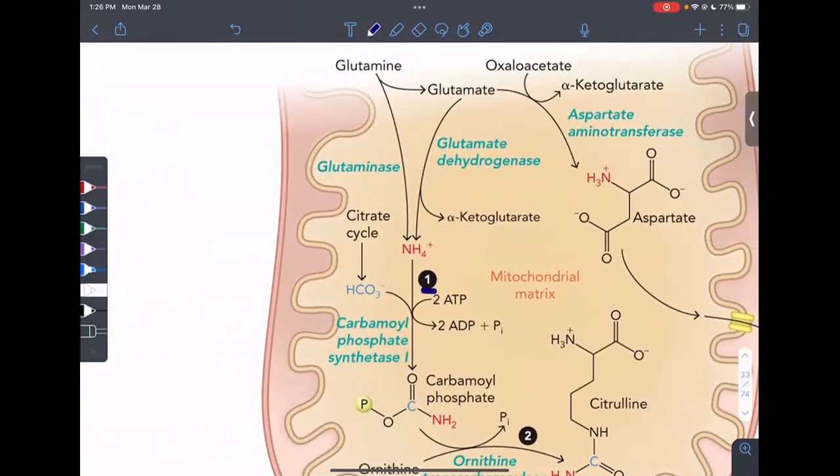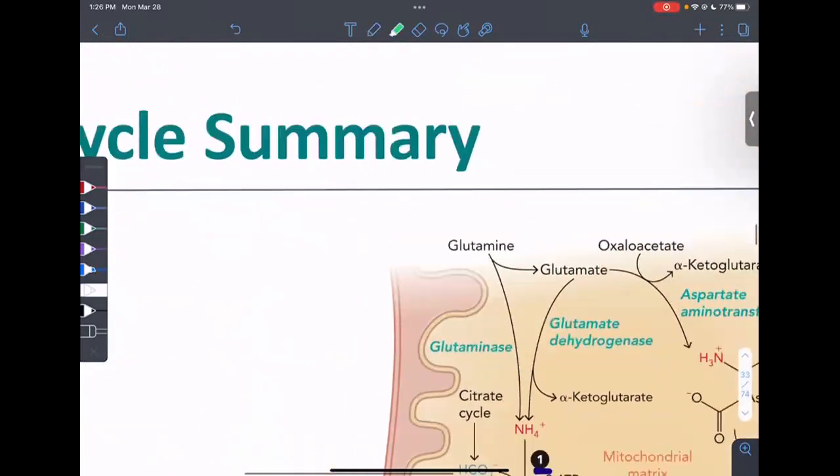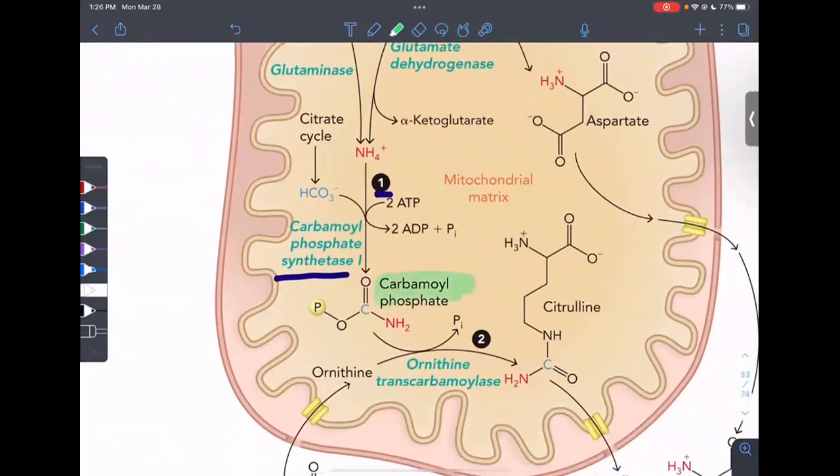All right. So we're starting at number 1 right here. So the key regulatory enzyme is in the very beginning. It's going to be our carbamoyl phosphate synthetase. So synthetase 1 is in the mitochondria, 2 is in the cytosol. So we're going to form our first product, which is right here: carbamoyl phosphate. It's formed in the mitochondria, and this is formed by the ATP-dependent carbamoyl phosphate synthetase 1.